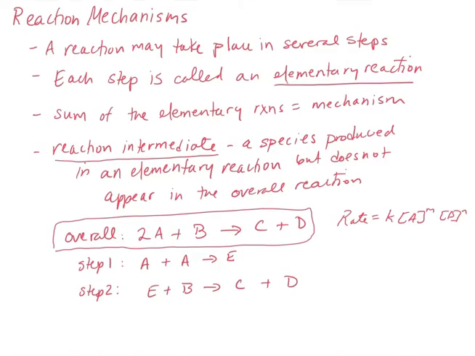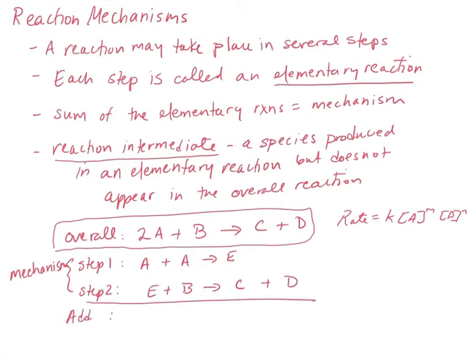What a mechanism will allow us to do is, once we know the mechanism, we can start to come up with those m's and n's based on what's going on inside the mechanism. So let's look at this proposed mechanism. These two steps down here are the elementary steps, and this is our mechanism part. In the first step, we have the A's come together: A plus A gives us something called an E, whatever that is. Then in the second step, that E reacts with the B to give us our products, C and D. Now if we wanted to get the overall reaction from this, we can add these two steps up, or combine them.